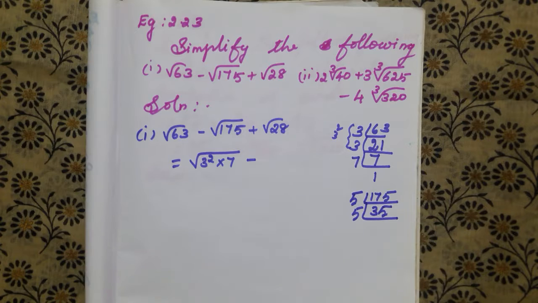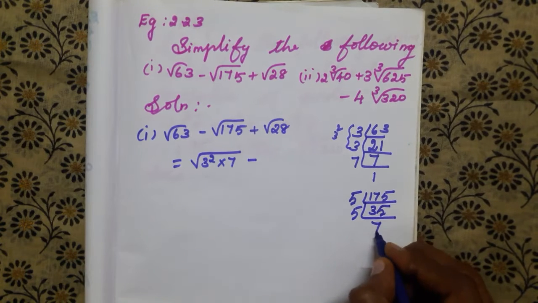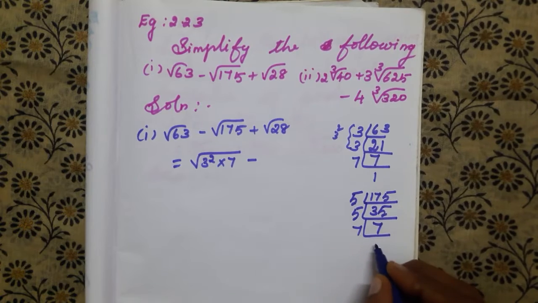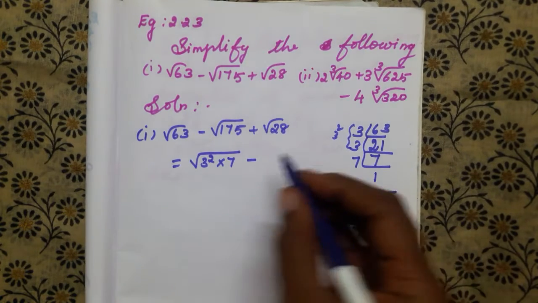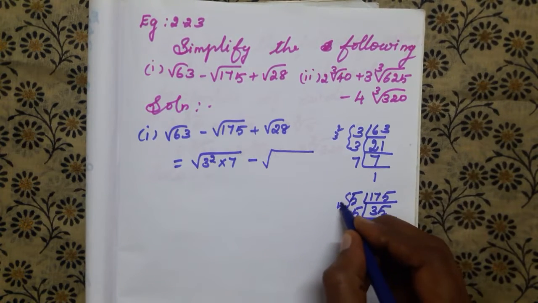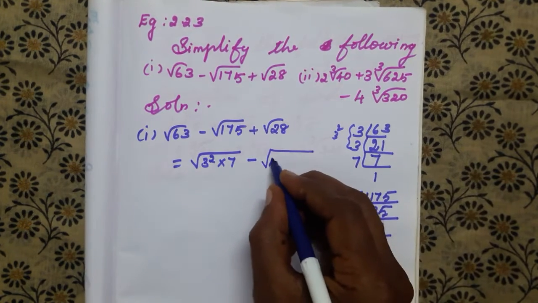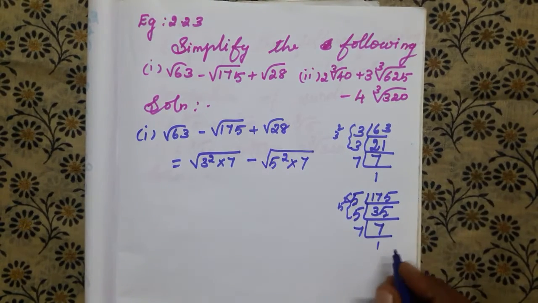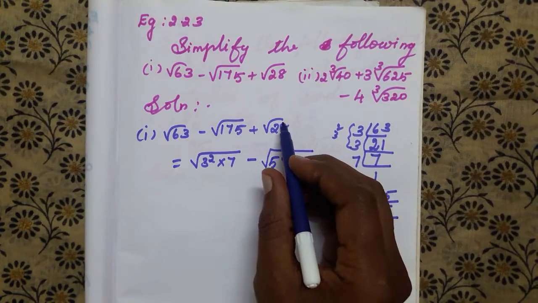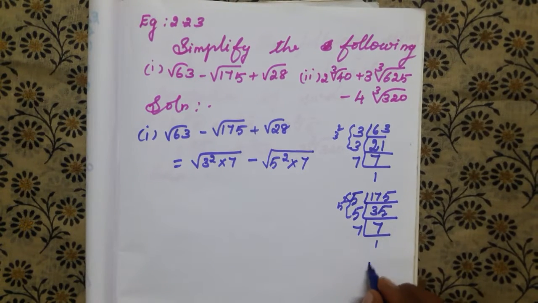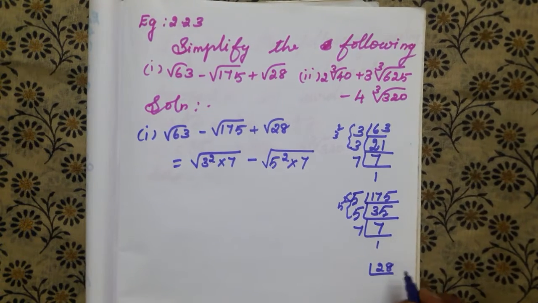So how many times? 7 5s are 35. Now again 1 7 is 7. It's equal to 5 square into 7. Next 28. Whether we can factorize this 28? Yes, we can factorize this 28 with which table?